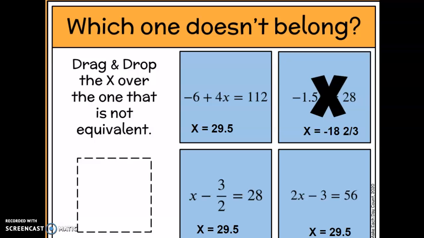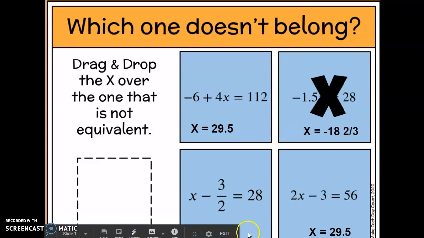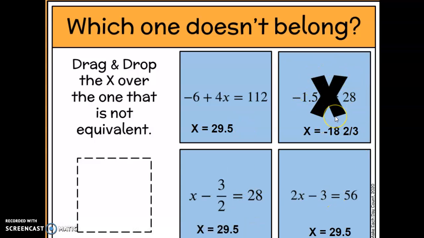All right, for the first set of numbers, you should have gotten x equals 29.5 for each of these three. This was the exception, x equals negative 18 and 2/3. If you missed any of those, you should go back and look at them again.